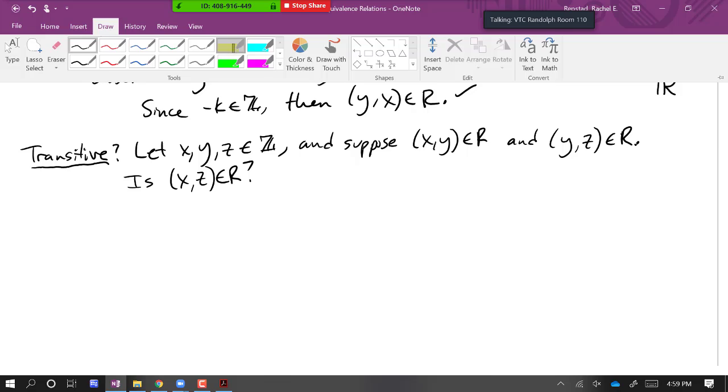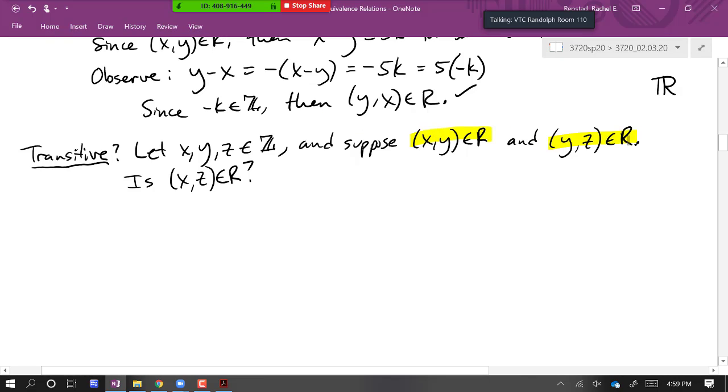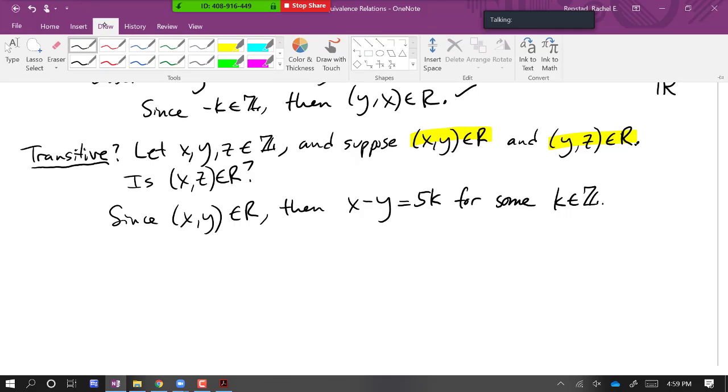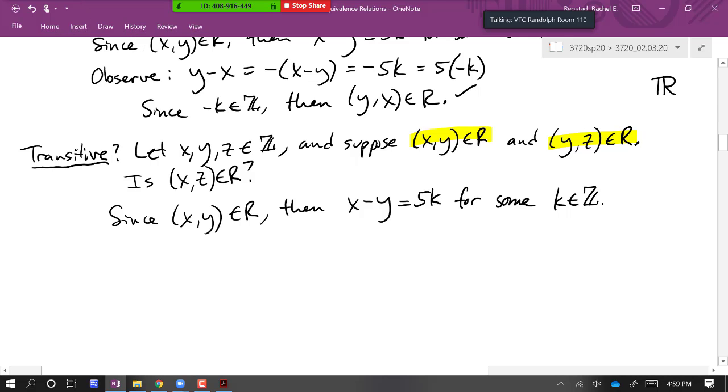So we have a couple of things. We have this and we have this. We have both of those for free. Let's see what they get us. Since x is related to y, I'm going to go back to how the relation's defined. If x is related to y, that means that x minus y is a multiple of 5. So I use that part of the given, the supposition.